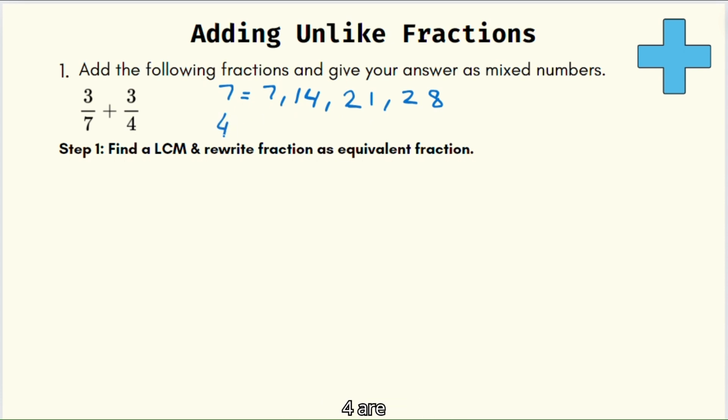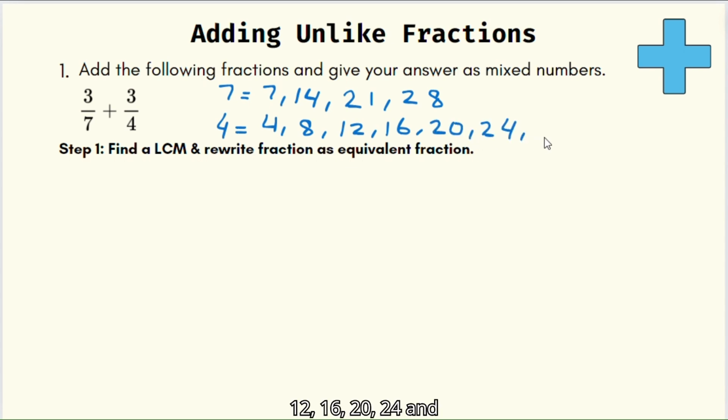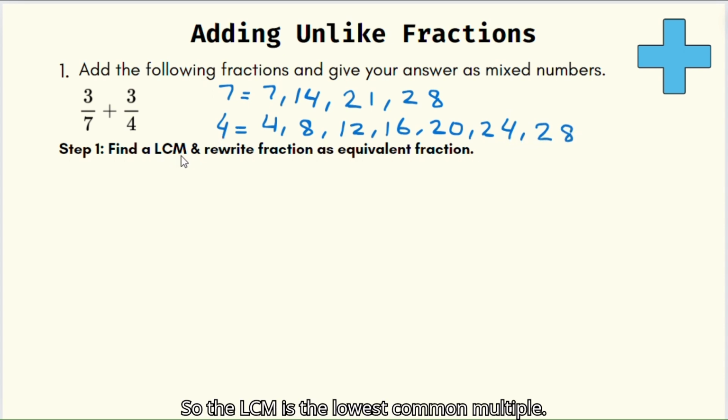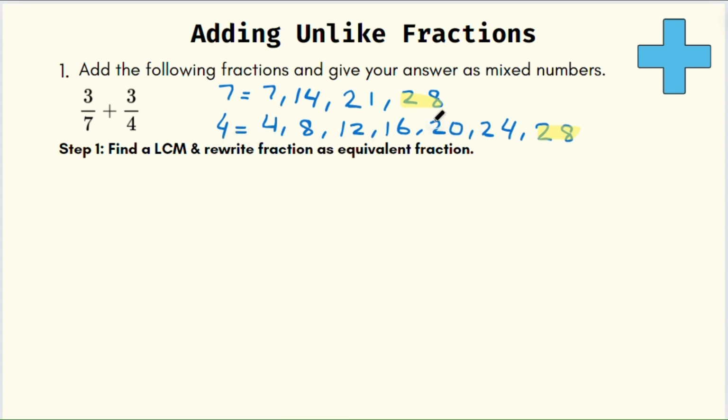The multiples of 4 are 4, 8, 12, 16, 20, 24, and 28. So the LCM is the lowest common multiple. Now, which number is common up till now in both of the denominators? Up till now, only 28 is common in both 7 and 4. So our LCM is going to be 28.